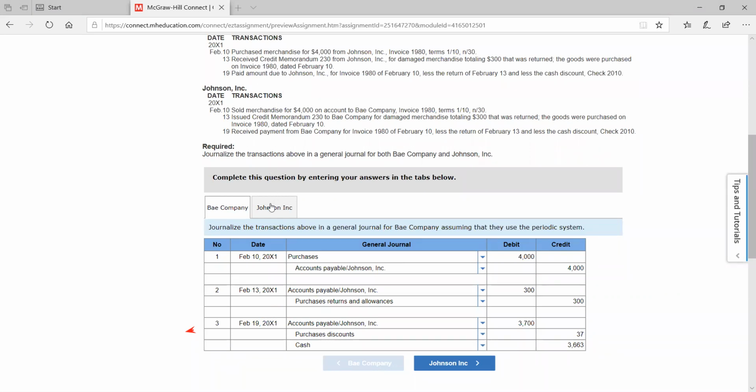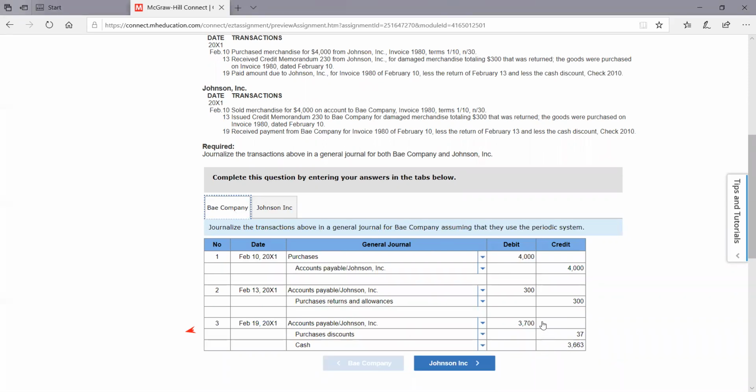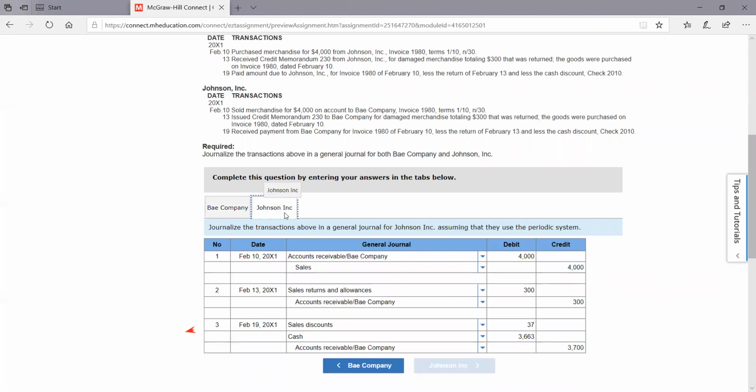Let me flip that over. Notice the amounts. Notice how the amounts are exactly the same. It's just that this is how the seller would have accounted for their transactions. So note you have AR sales, debit AR, credit sales for the sale. Here's how they would have accounted for the return. And then that discount, that's for the seller, it's a sales discount.